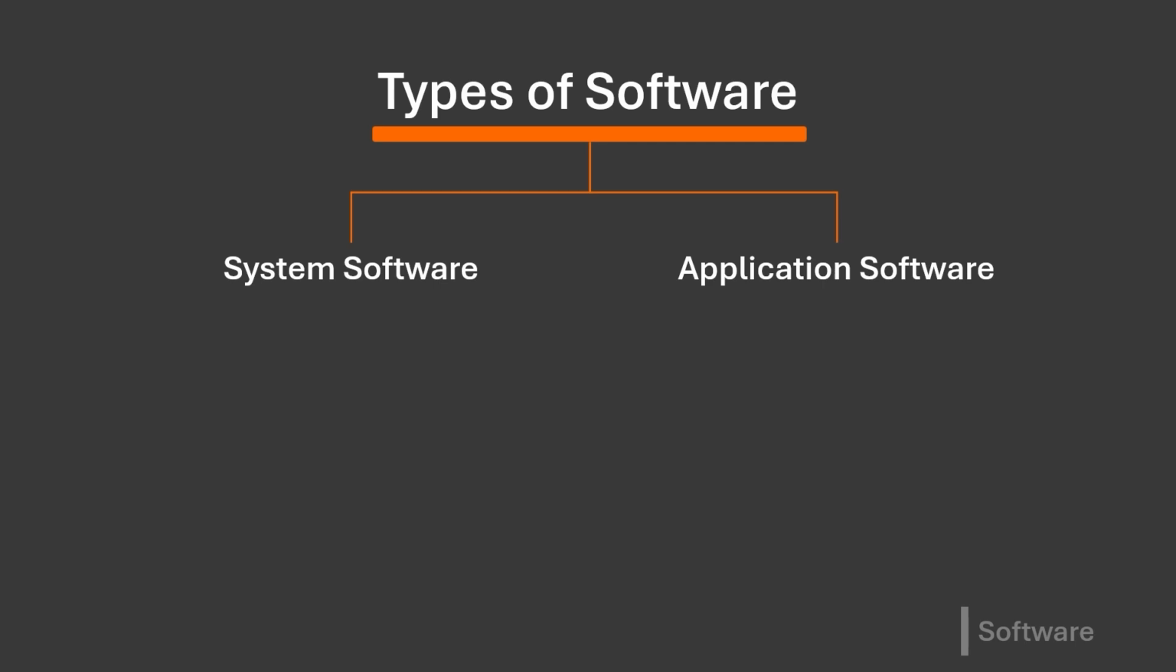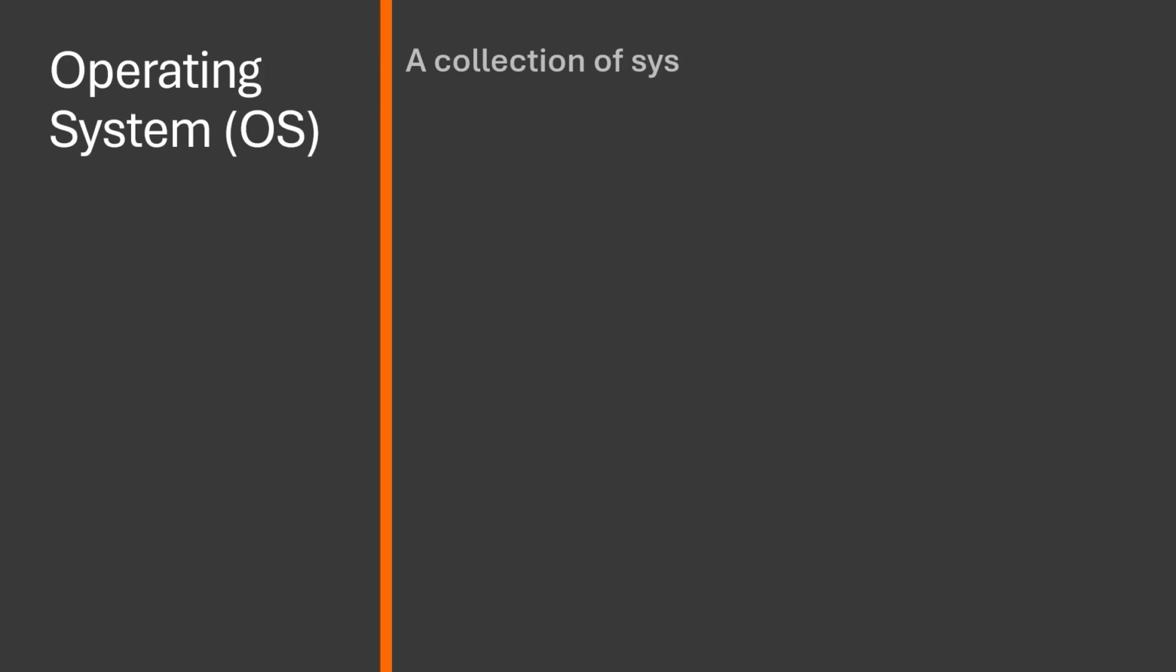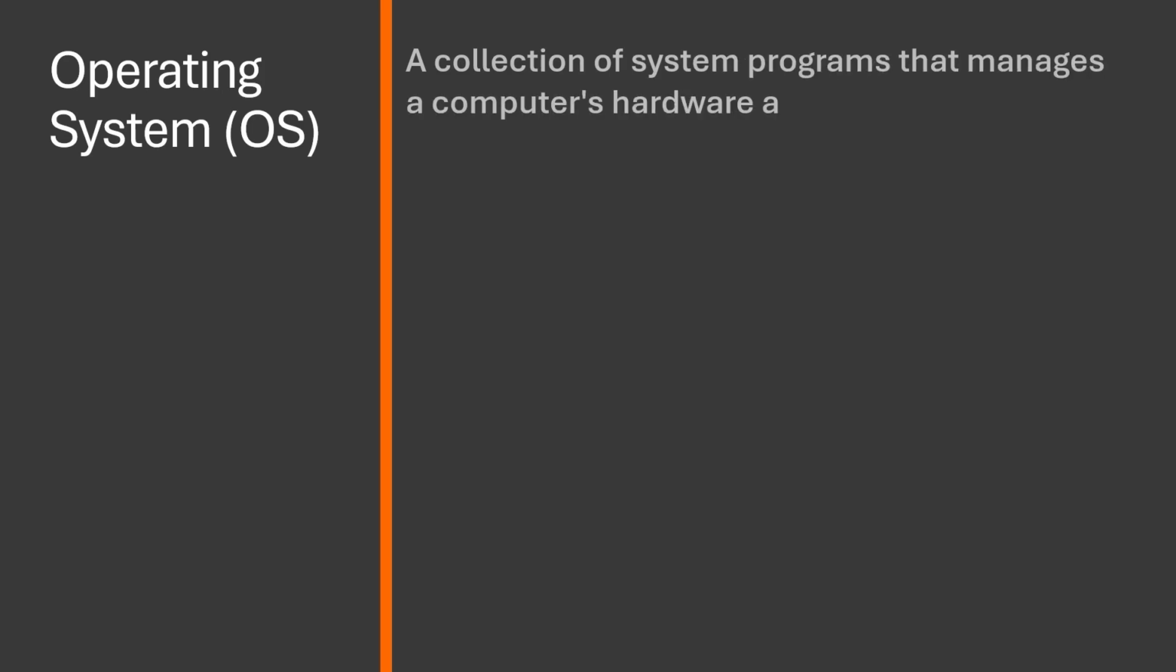Let's explore system software. First, we have the operating system. It is a collection of system programs that manage a computer's hardware and software resources. It serves as a bridge between the hardware and users, providing a user-friendly interface and an environment in which applications can run. Examples of popular operating systems include Windows, macOS, Linux, and Android.